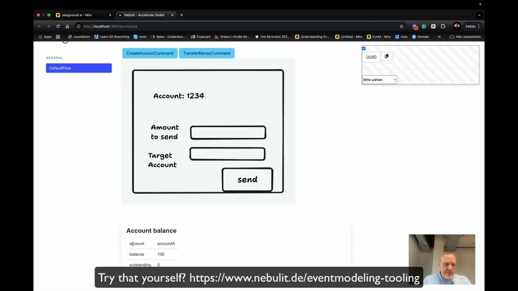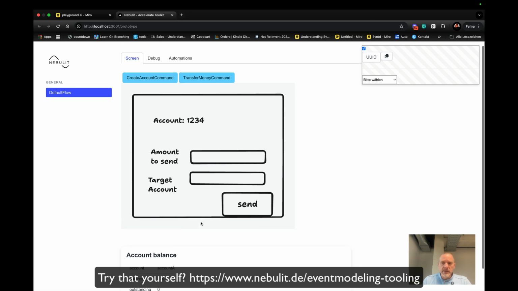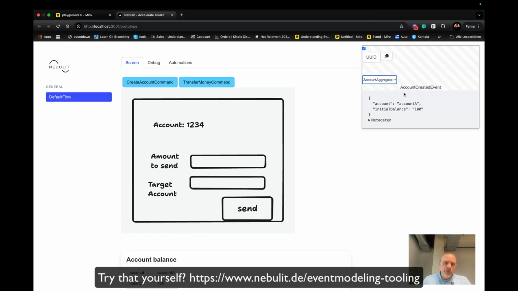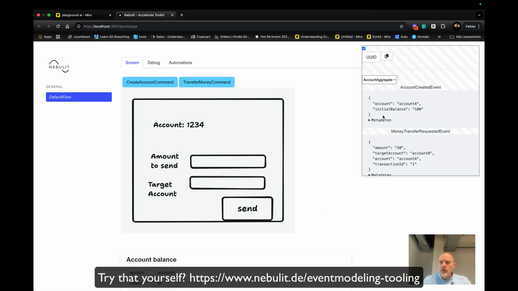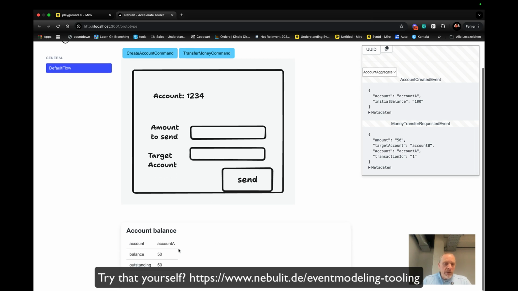Now what we see is our initial balance, so this is correct. The initial balance is 100, outstanding is 0. And we have the event here, account created. The next thing that happens is we want to transfer money between accounts. So what we do here is we say we want to transfer 50 to target account B from account A with a transaction ID 1. Now what we have here, you see it on the right, money transfer requested. And we see the balance has been reduced by 50, and we have an outstanding balance of 50.